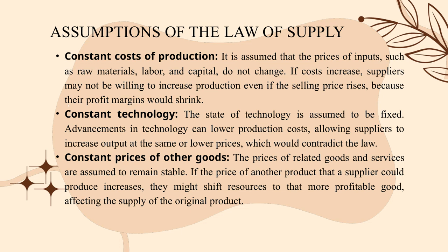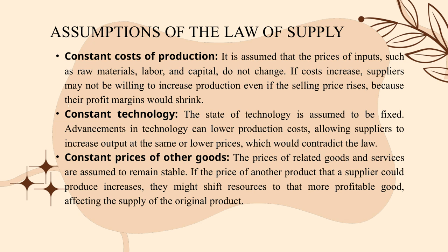First, we assume that the costs of production are constant. This means that the prices of inputs like raw materials, labor, and capital stay the same. If these costs go up, suppliers might not be willing to produce more just because the selling price rises, since their profit margins would shrink. So, stable input costs are crucial for the law to hold.